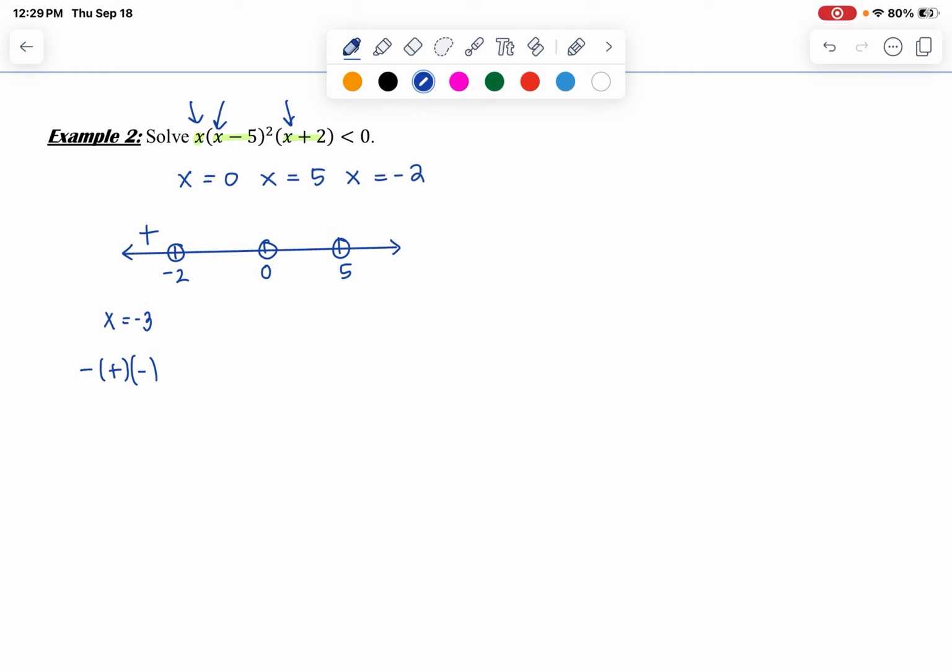Okay? Now I'll pick a value in between -2 and 0. So I'll do x equals -1. Plugging in -1 in the first spot, that's -1. I'm squaring something in the second spot, so that's automatically positive. -1 plus 2 is positive, so that's going to give me negative solutions.